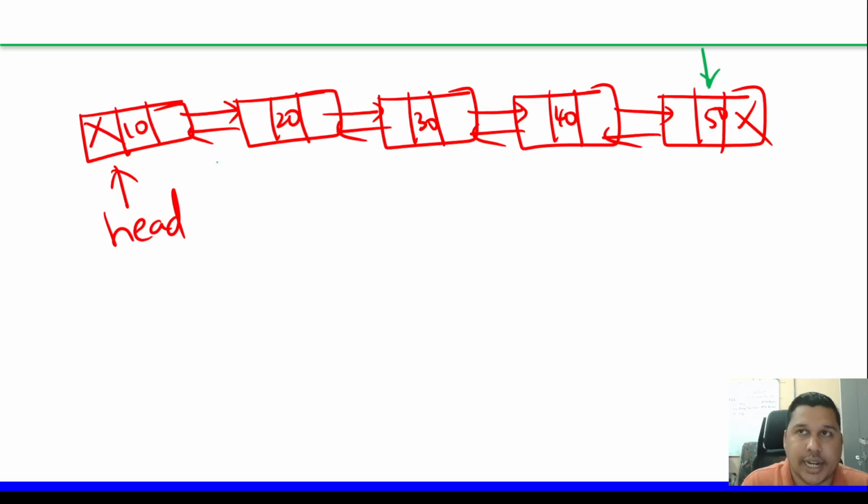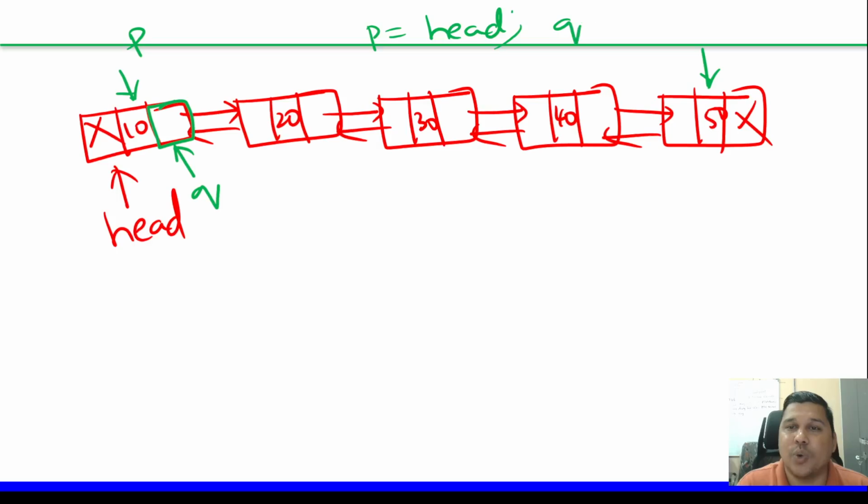For that I will make this my P first. Now how do I do that? I will simply write P equal to head. That's it. So this becomes my temporary pointer P. Now check if P's next is null. Is this null? No. Then write Q equal to P and write P equal to P next.